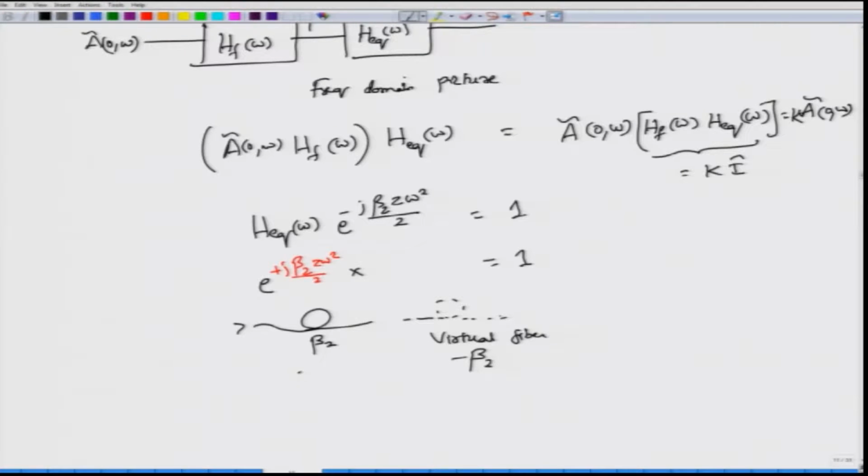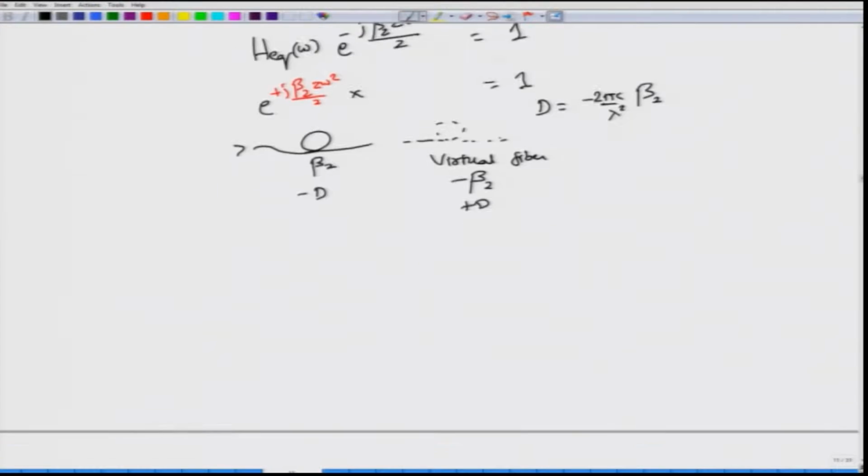Beta 2 positive means negative D, beta 2 negative means positive D, because beta 2 is related to D. The dispersion coefficient is given by D equals minus 2 pi c by lambda square into beta 2, correct. So, if you were to put in a virtual fiber in the DSP domain, then you are going to undo whatever effects the transmission fiber has done, fairly simple. However, how do I implement this in the DSP domain?